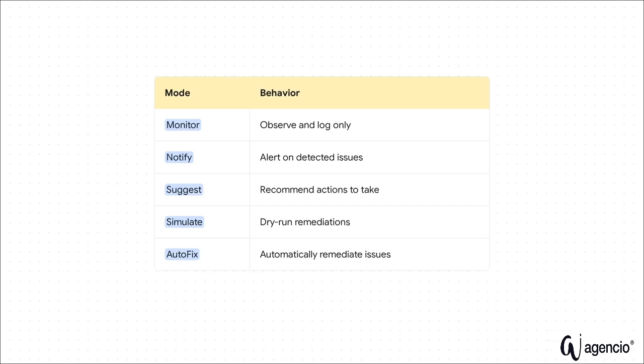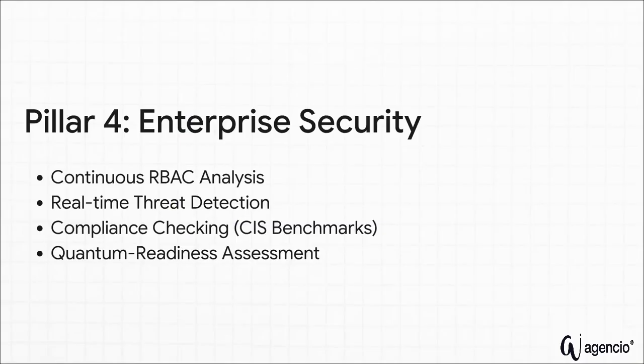Pretty cool, right? And finally, pillar number 4, enterprise security. And this is not just about checking the basic boxes. We're talking about continuous analysis of your access controls, real-time threat detection, and it even helps you stay compliant with standards like CIS benchmarks. And check this out. It even assesses your readiness for quantum computing, getting you prepared for the next generation of security threats. Now that is what I call future-proofing.